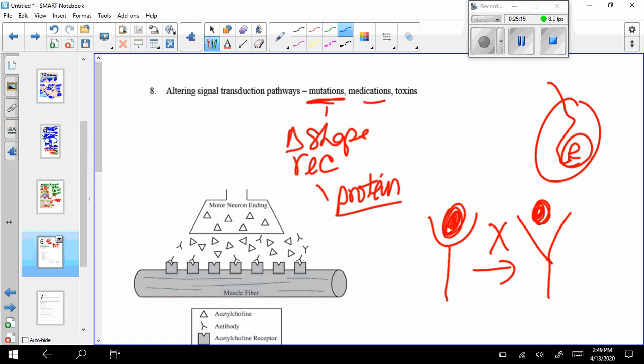Medications. So a medication would do this. It would have the same shape, and it would come in here and it would block. So usually pharmaceutical companies are always working on figuring out what receptor causes this pathway and how can I make a medication that would block the pathway and not allow the ligand to bind there. And then toxins might also do the same thing.